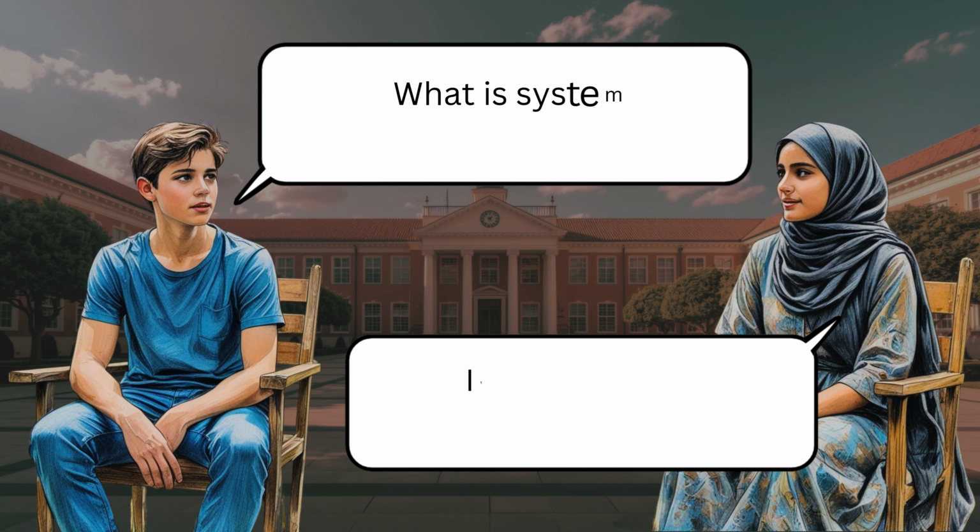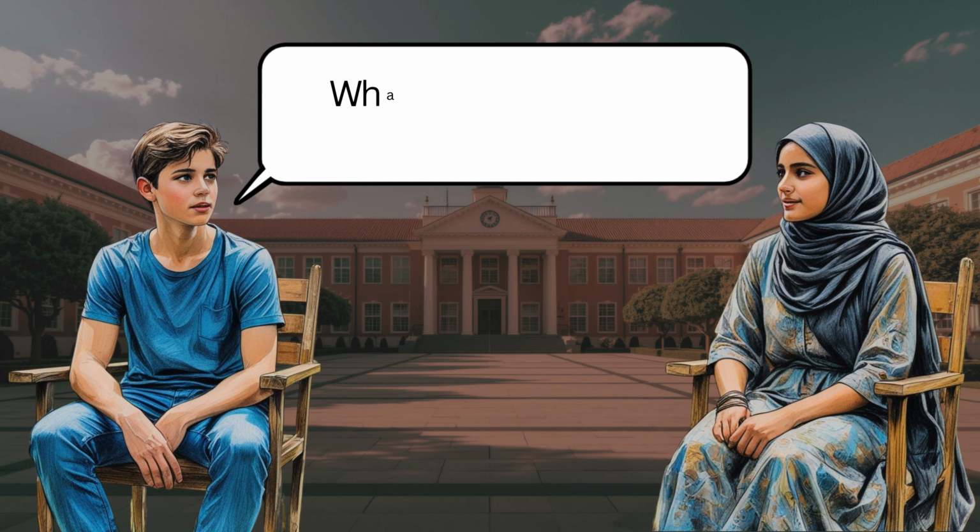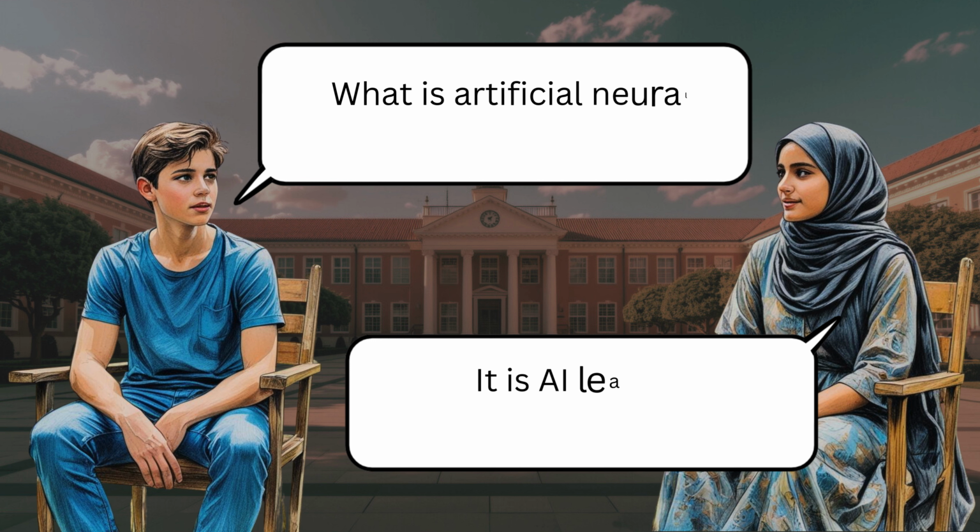What is system compatibility? It checks device compatibility. What is artificial neural network? It is AI learning model.